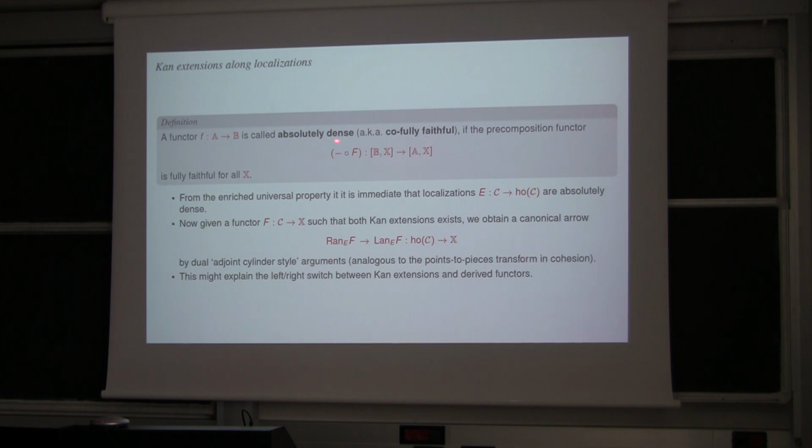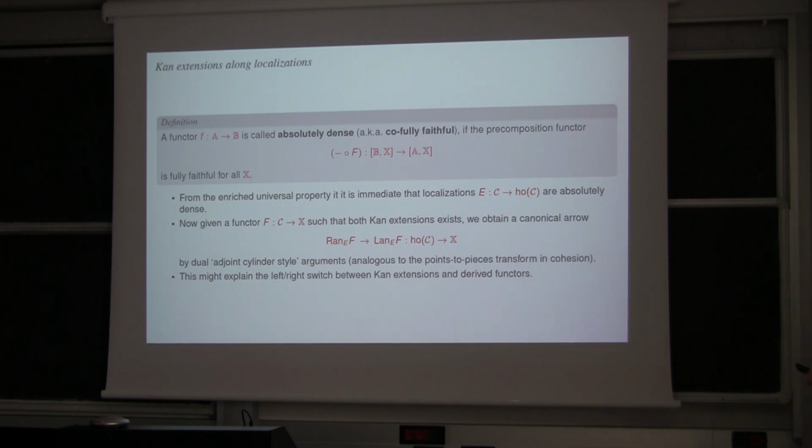Now, if you take Kan extensions along absolutely dense functors, and if the left and the right Kan extension exist, then you always get a two-cell from the right Kan extension to the left Kan extension, by some arguments that are similar to cohesion. If one has a cohesive topos, one gets a natural transformation from the discrete functor to the co-discrete functor, or from the points of a space to the connected components of a space.